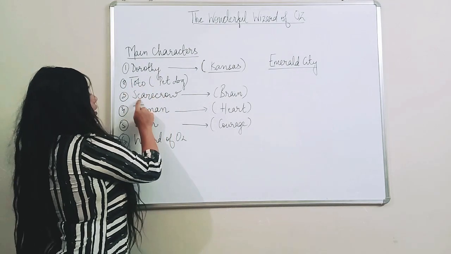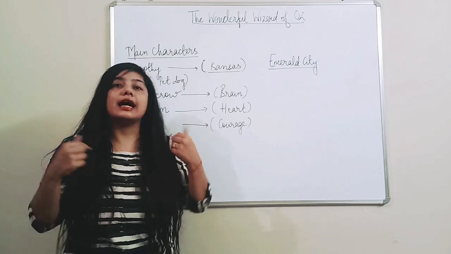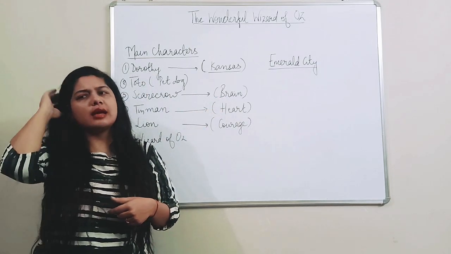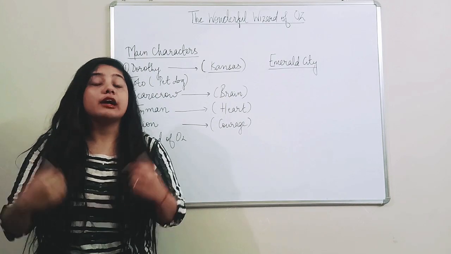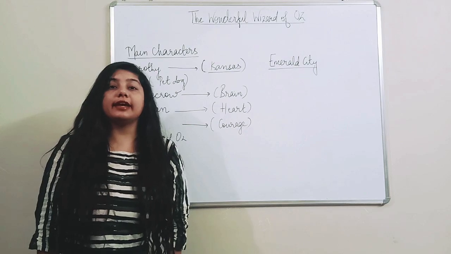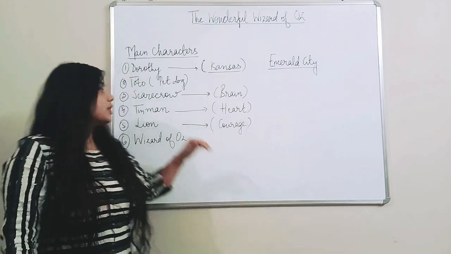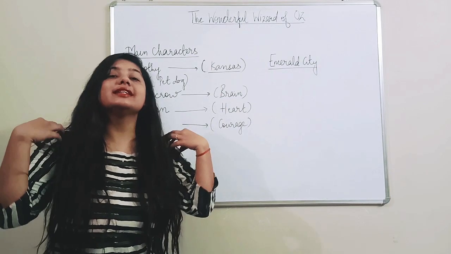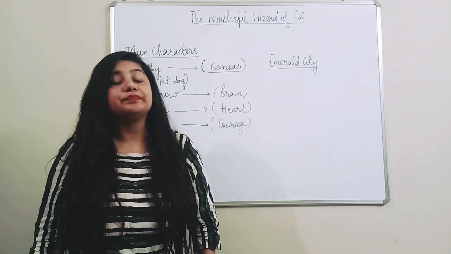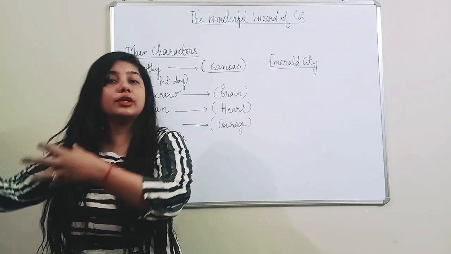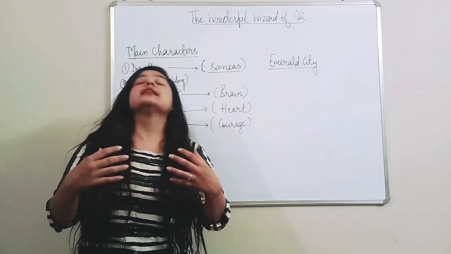Now Scarecrow says, if I go to Oz and ask for a brain, will Oz give me a brain? Dorothy says, I'm not sure, but you can try. Now the problem is, how will the Scarecrow go? Because he is standing stiff like this, he cannot move. So Scarecrow asks Dorothy to kindly move his hands and legs one by one and take him down from the pole.